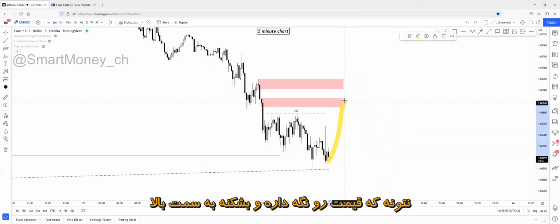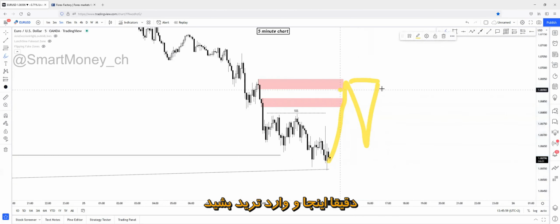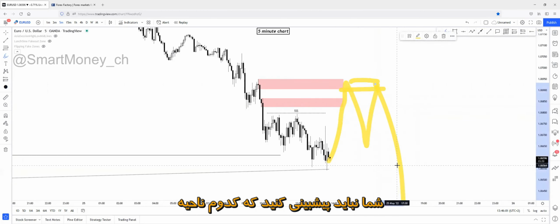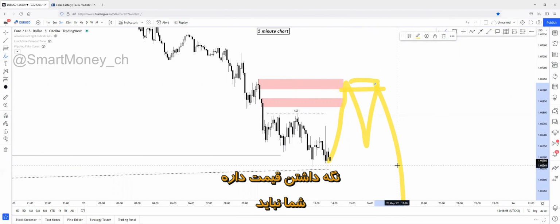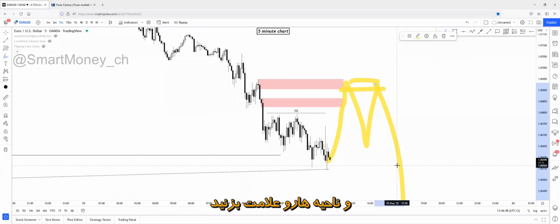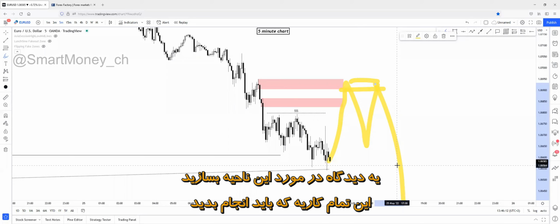If this zone can't hold price and it just breaks above, then we can wait for confirmation right here and enter in a trade. You don't have to predict which zone will hold. You don't have to predict that this zone has a higher probability to hold. You don't have to predict anything. All you have to do is react on these zones and mark your zones. Build a narrative, build a perspective around these zones. That's all you have to do.